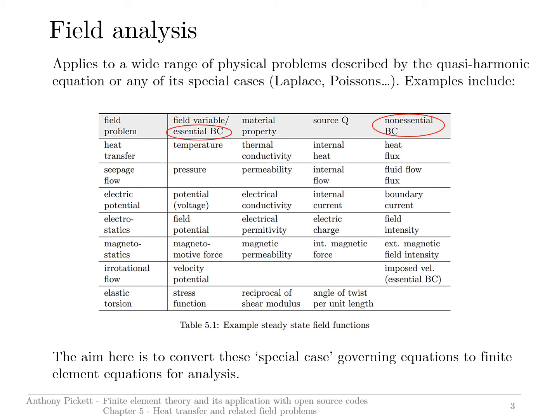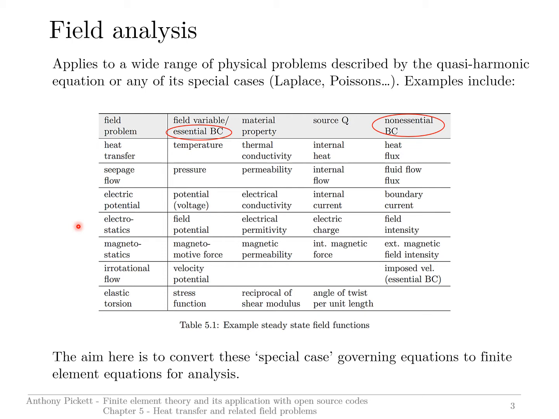This table lists the types of analyses that are considered in field analysis. They're listed here on the left-hand side. We have heat transfer, seepage flow, which is slow flow of a liquid through a porous media, electric potential, electrostatics, magnetostatics, and so on. All of these types of analyses are covered by this quasi-harmonic equation that I'll be showing in a minute. And special cases of this are the Laplace-Poisson's equations, Fourier equations, which I will also be introducing for heat analysis.